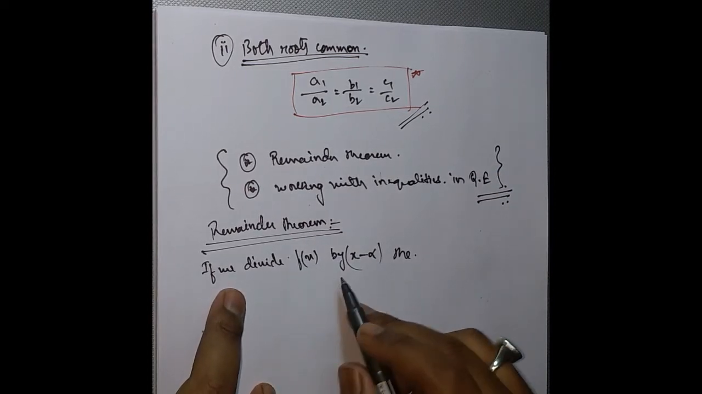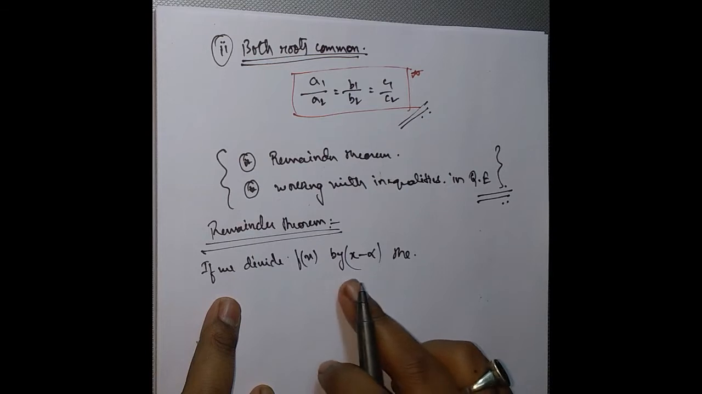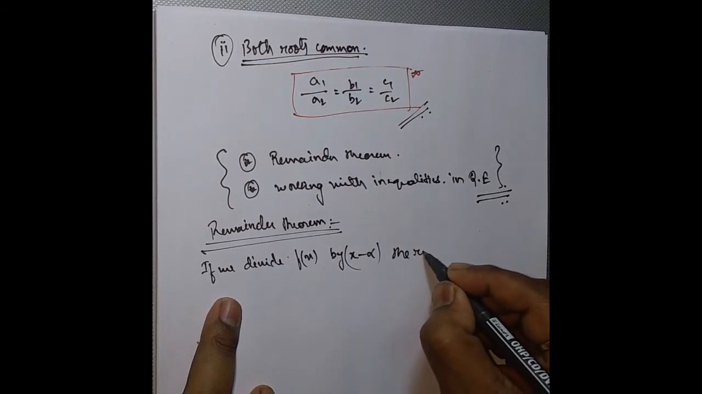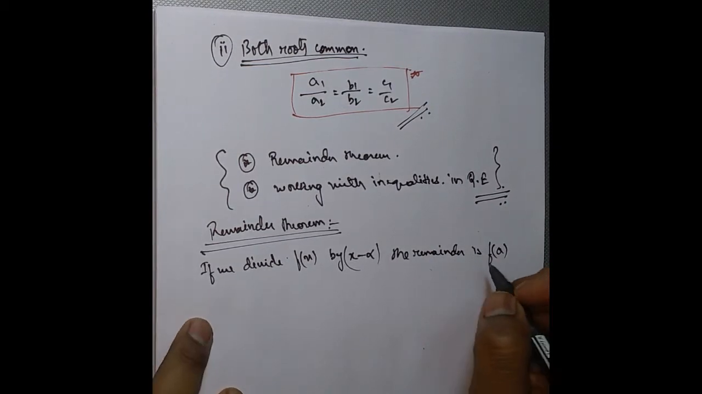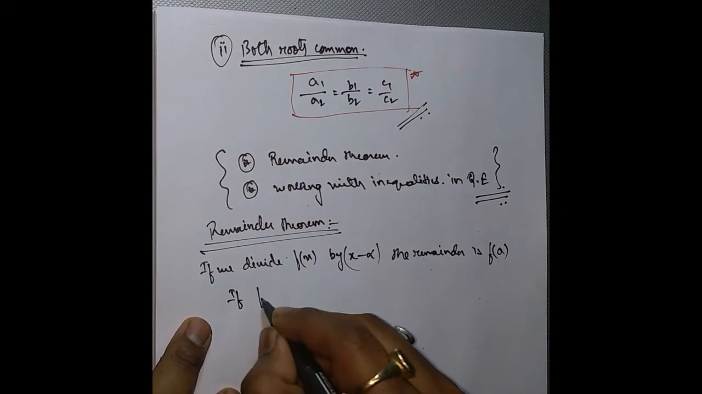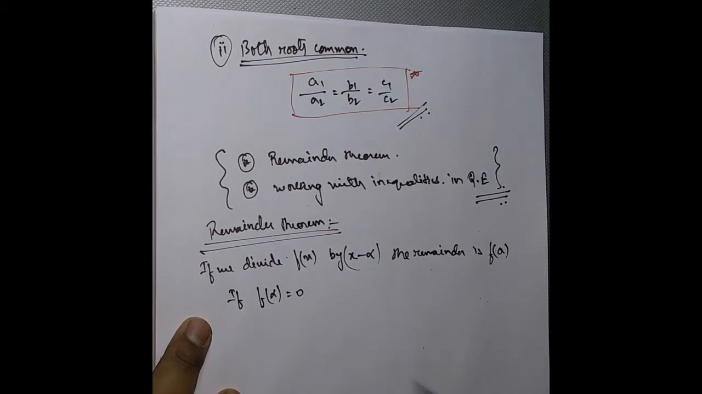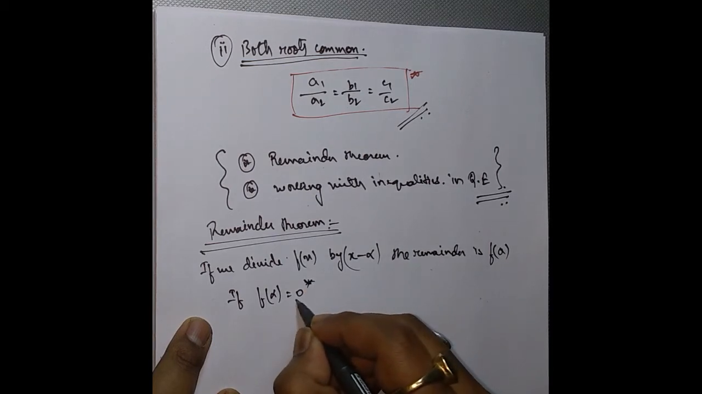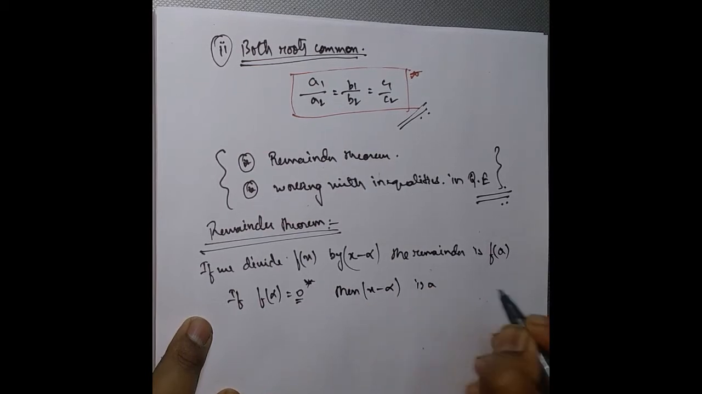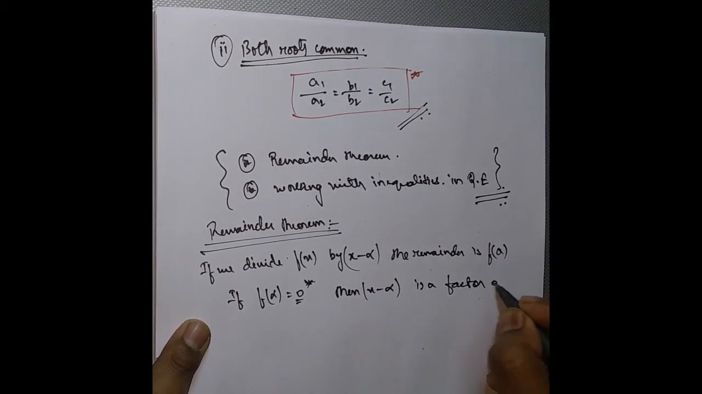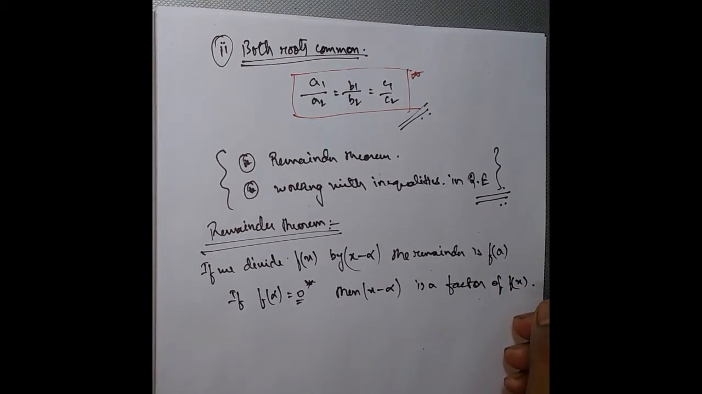The remainder theorem says that if we divide f(x) by x minus alpha, the remainder is f of alpha. And remember guys, if f of alpha turns out to be 0, then x minus alpha is a factor of the polynomial f(x). Now to describe this, let me take an example.